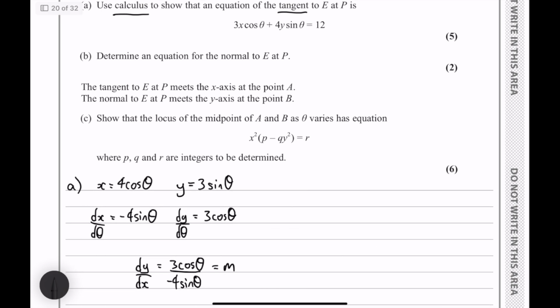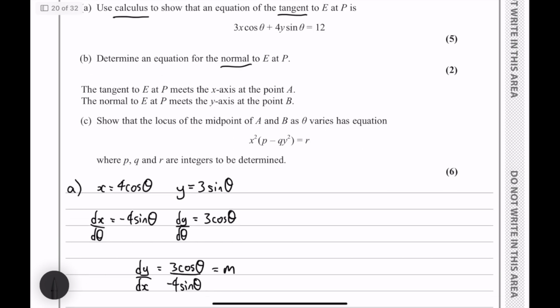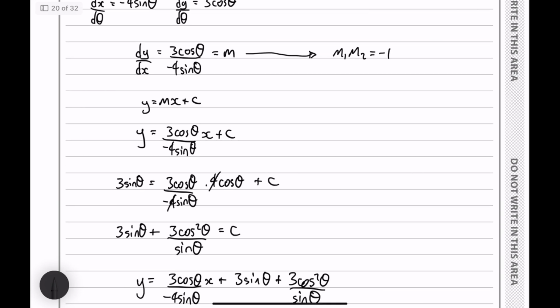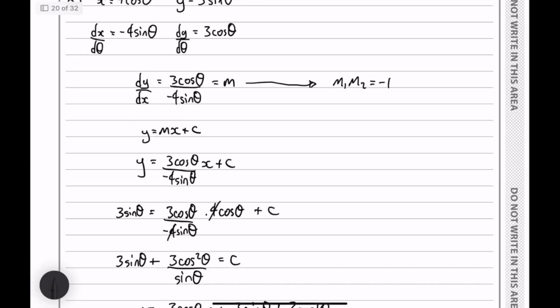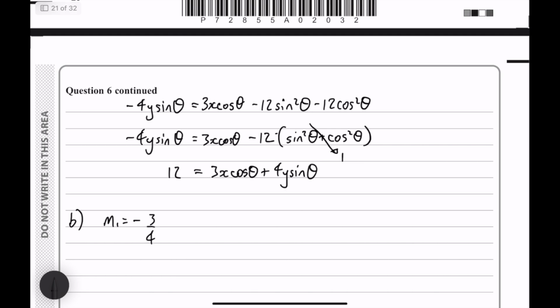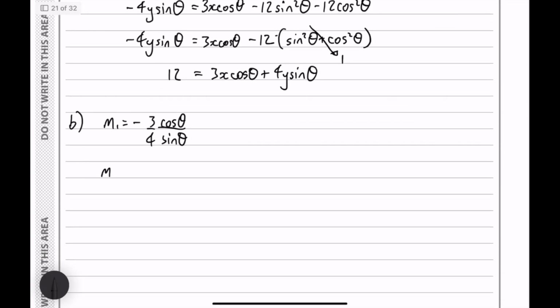Now we need to determine an equation for the normal to E at P. So nothing really has changed here, but instead of using the gradient here, we're going to be using m1 m2 equals minus 1 to get the normal gradient. So if m1 is equal to minus 3 over 4 cos theta over sine theta, is that right? Yes. Then the normal gradient is 4 sine theta over 3 cos theta.